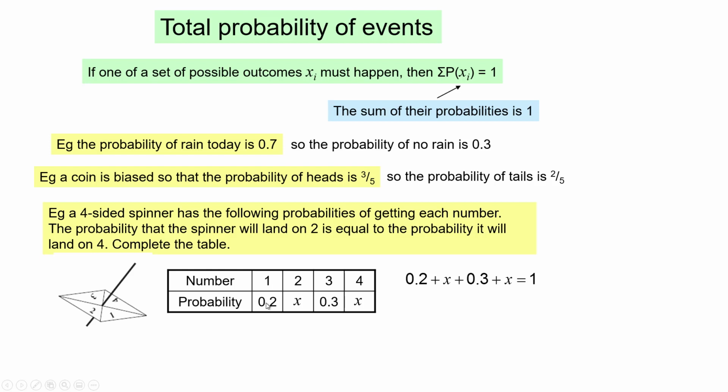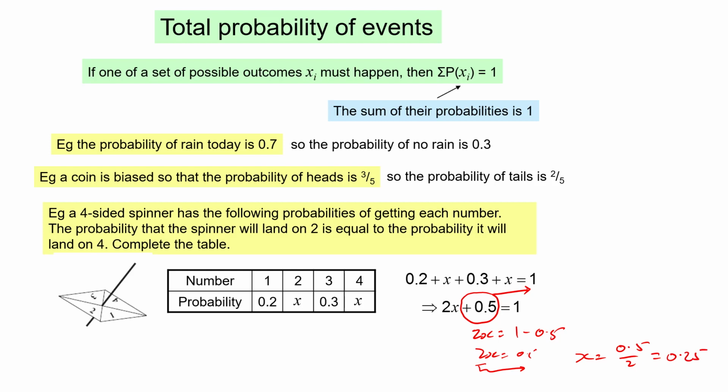And so if we add all the probabilities together, they're going to equal 1. 0.2 plus x plus 0.3 plus x equals 1. So that's going to be 0.5 with the numbers and 2x. So 2x plus 0.5 equals 1. We can carry over the plus 0.5. So we've got 2x is equal to 1 minus 0.5. 2x equals 0.5. So we divide by the 2. So x is going to be equal to 0.5 divided by 2, which is 0.25.